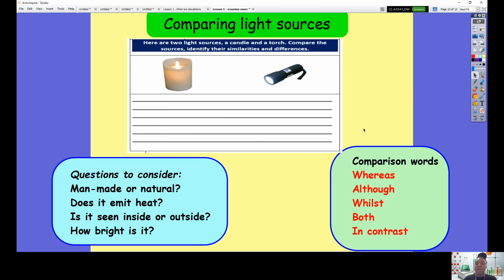What I want you to do now is pause this video. Here are your comparative words. Here are the questions that you need to consider when comparing these two light sources. Pause the video so that you can do that now.